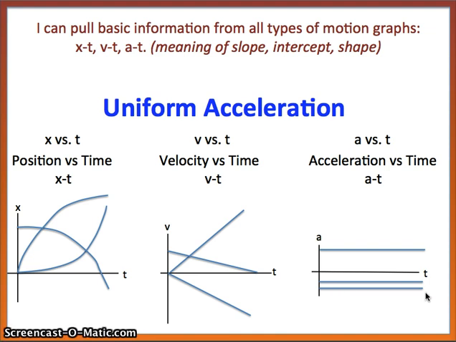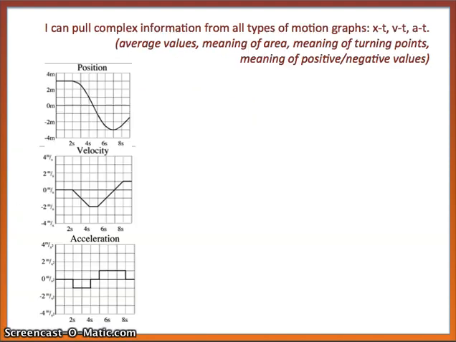So that's probably the most important thing to recognize, is that there's a connection between the slope of one graph and the value of the next graph. The slope of this graph and the value of this graph. Okay, there are a few more complex things that we can take from these various types of graphs. Again, the position graph, velocity graph, and acceleration graph, all versus time.